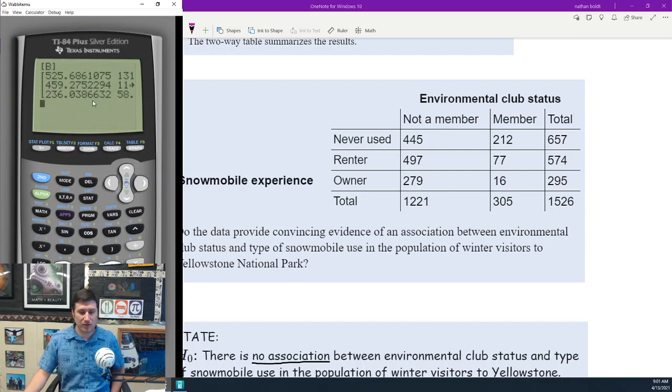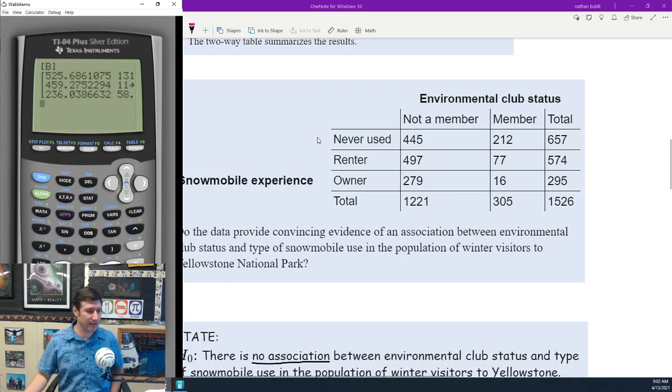So when we report this, we should keep a few decimals. Can I just scroll to the right? Yeah. So if I take a quick look here, all of those are greater than 5. So I'm pretty good. On a test, you would want to write that down. You cannot just say, hey, the expected counts are bigger than 5. You actually need to write it down, give a decimal or two, and then round it.